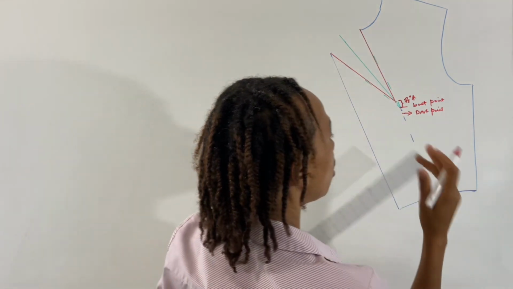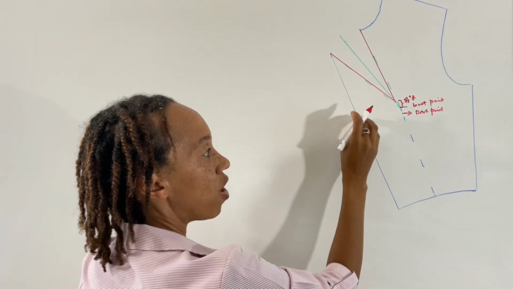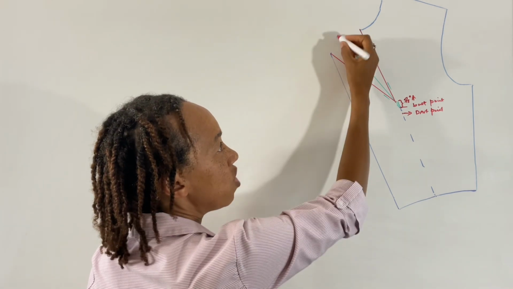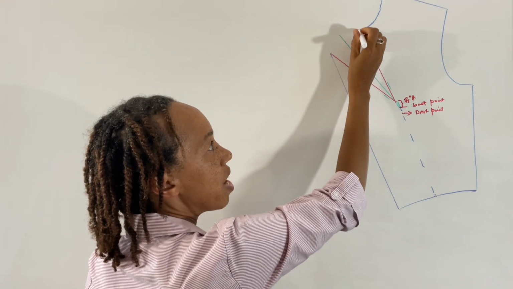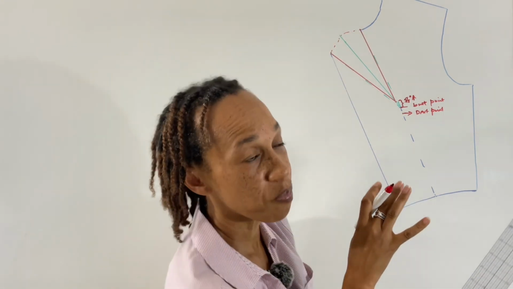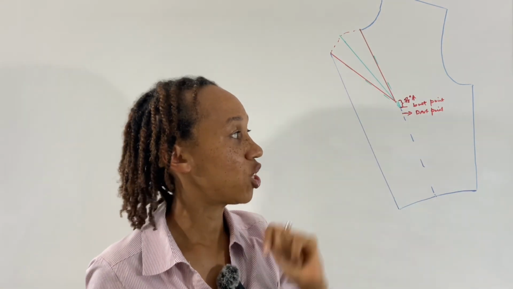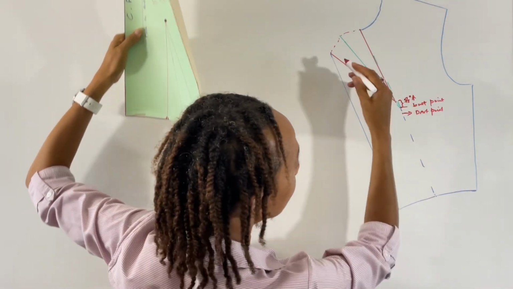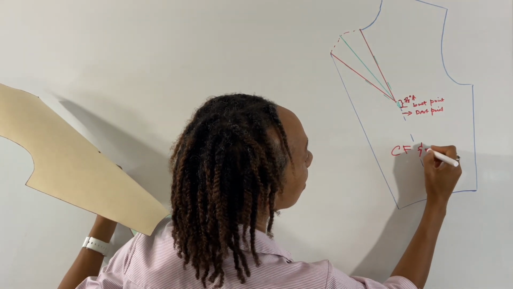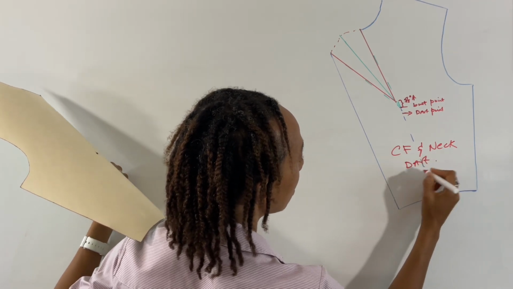So once you have this, you are going to fold your paper with the fullness going towards the front, with the center front, the fullness going towards the center front. And once you have that, then you'll be able to reshape the area here. You might get something looking like that, but it's going to be reshaped once you have that, okay? And this is what the center front neck dart manipulation looks like. So let's label this one. This is the center front neck dart. Okay, that's what we did.